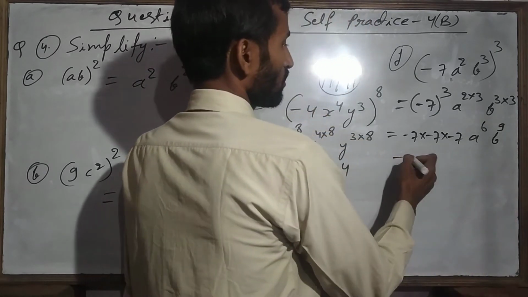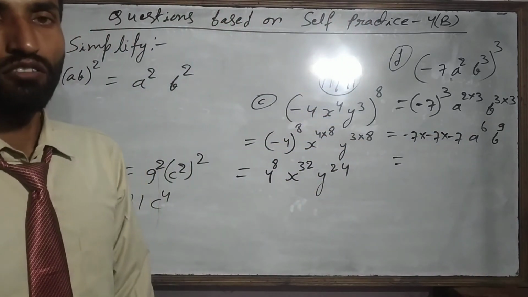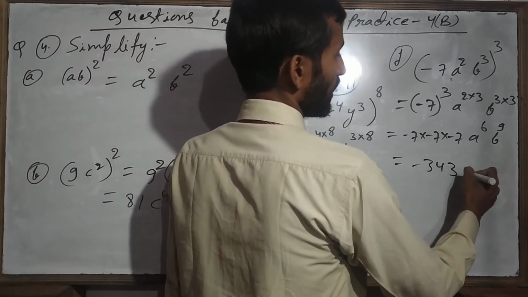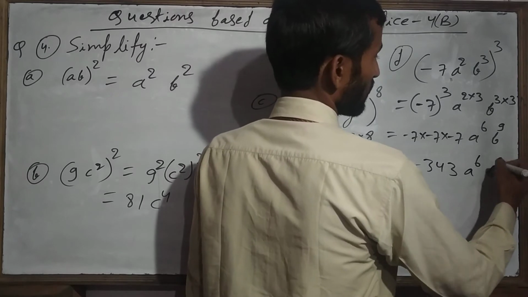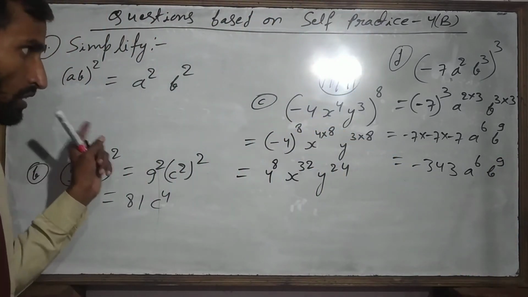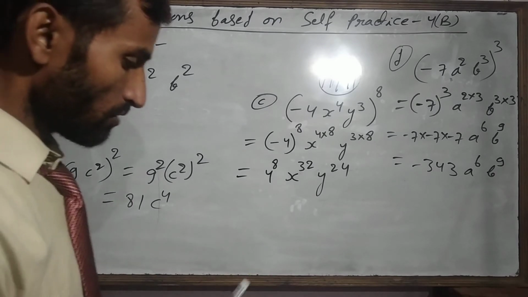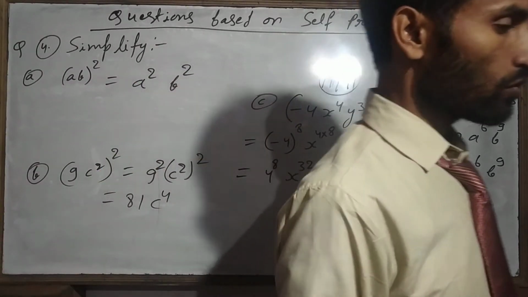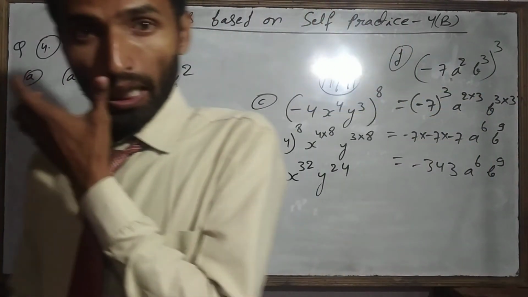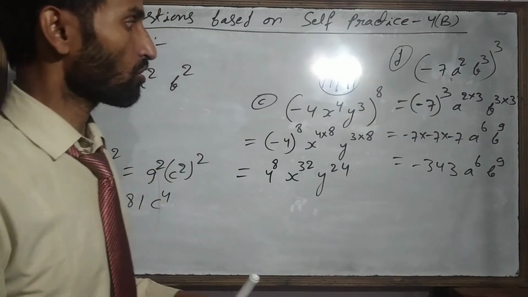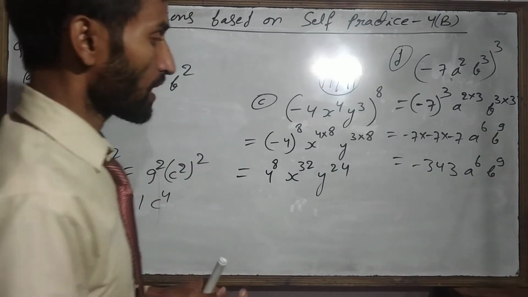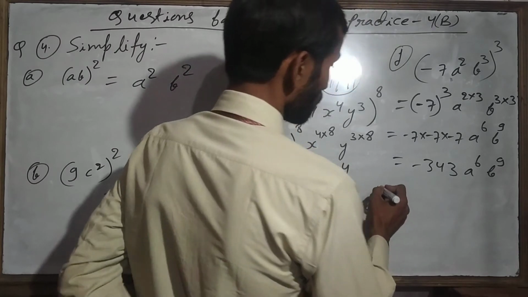Now 7 7 is 49, 49 7 is 343, so it will be minus 343 a power 6 b power 9. This is the final answer. So whatever power is there, you put the power on each variable, and whatever constant is inside, the same power will come on the constant also, and you can find the value of the constant by multiplying.